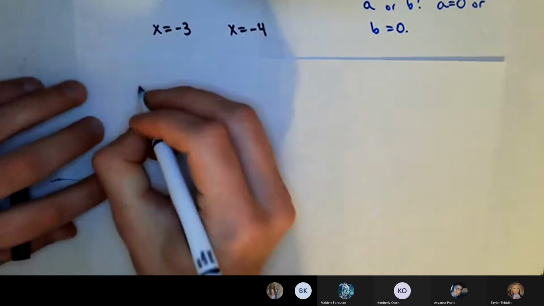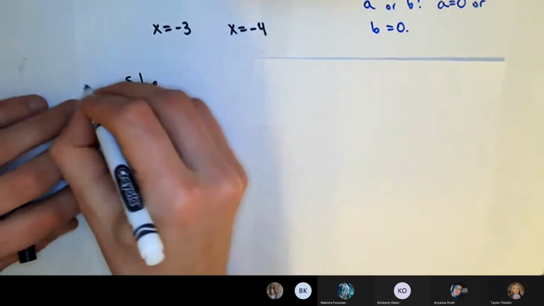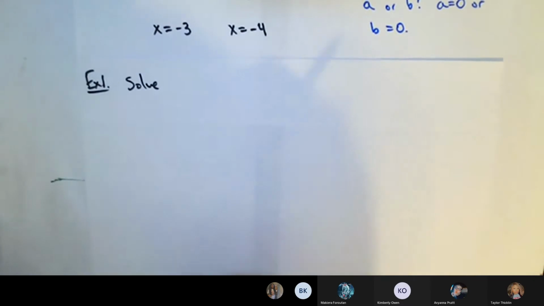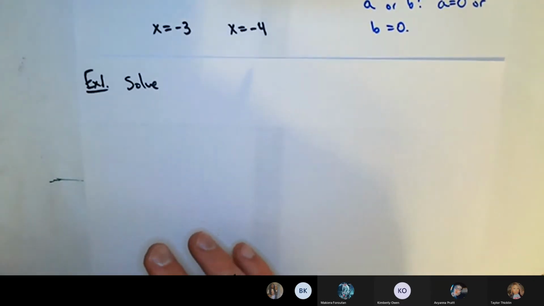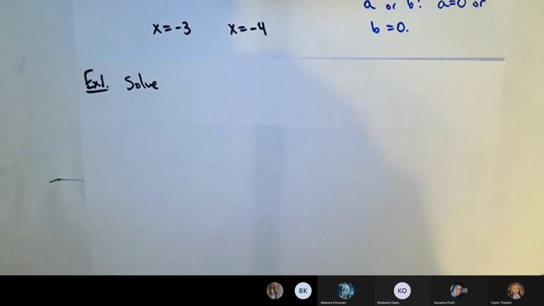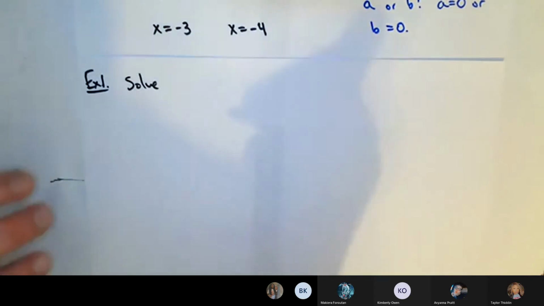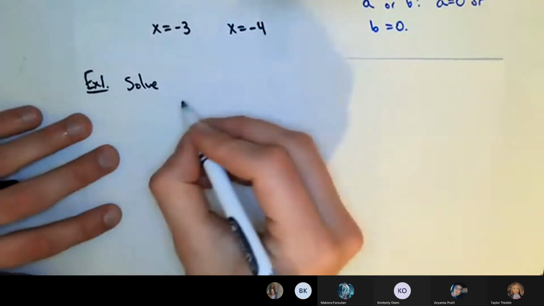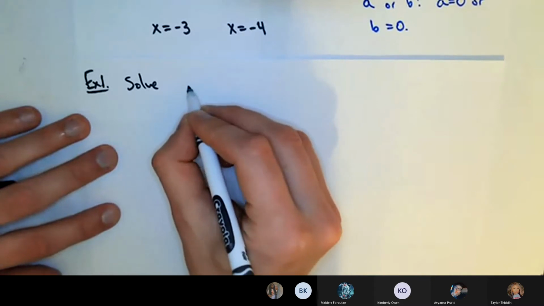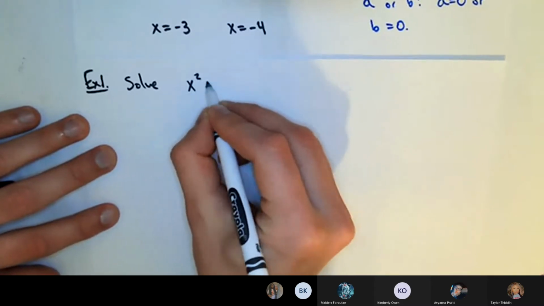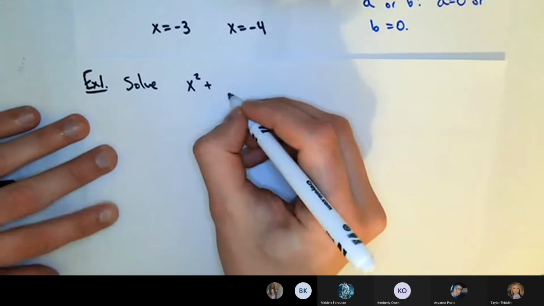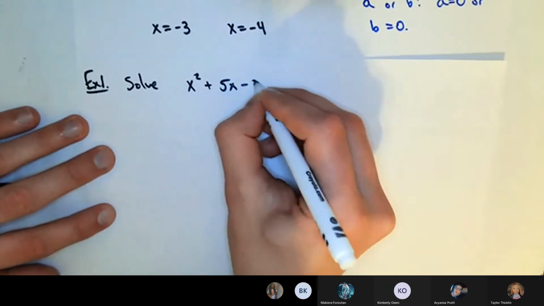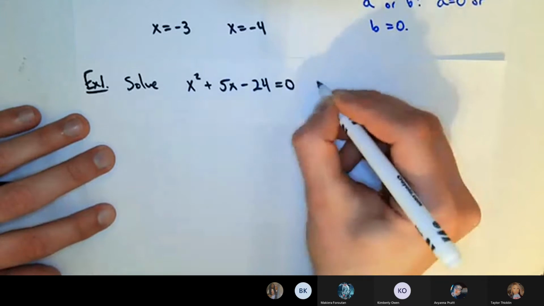So, with that being said, let's call this example 1. I know I didn't list any examples in section 1.3, but that's because 1.3 was kind of a whirlwind of stuff all happening together. So I'll be a little bit more structured here. So let's say example 1, solve x squared plus 5x minus 24 is equal to 0 by factoring.